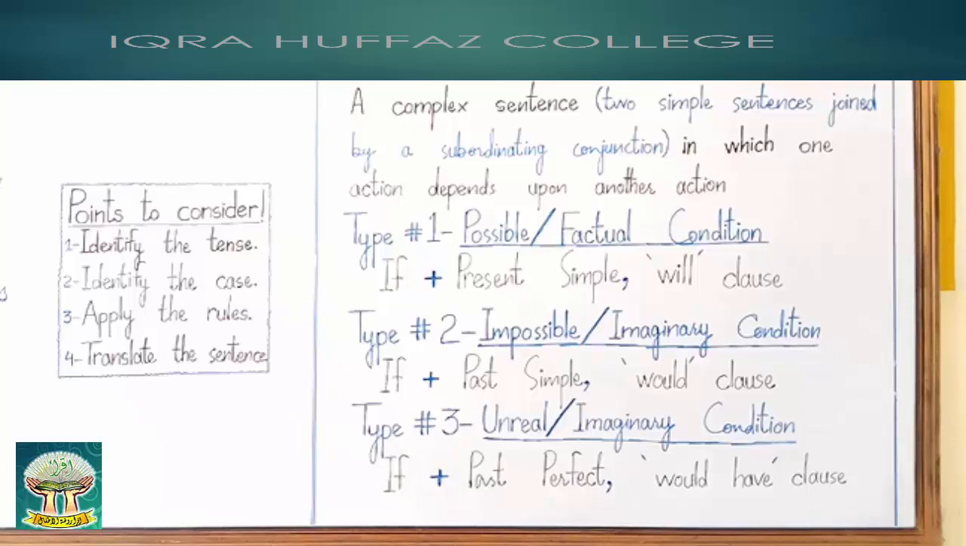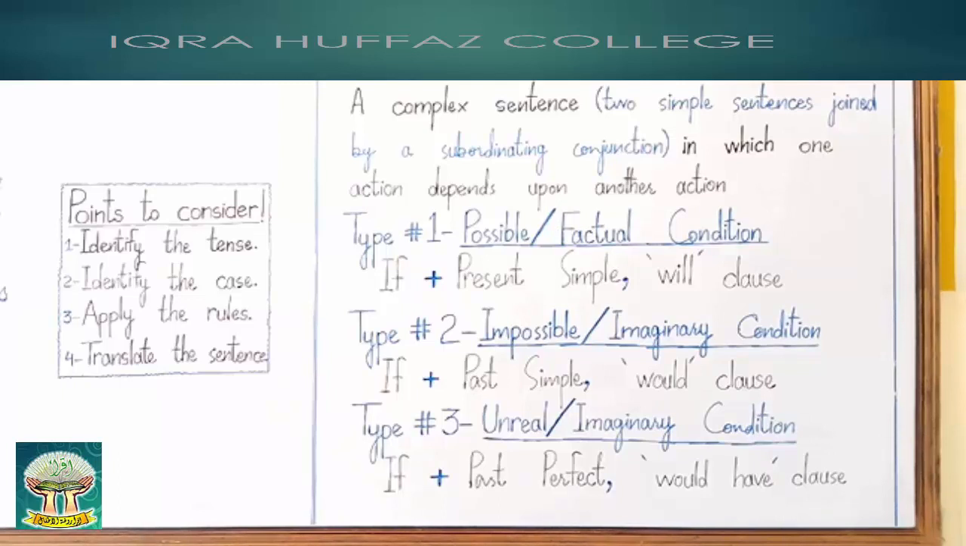So what I am saying to you people here, a conditional sentence is actually a complex sentence. This is a sentence with two simple sentences joined by a subordinating conjunction, mostly "if" as a conjunction, in which one action depends upon the other action. A conditional sentence in which one action depends upon the other action.